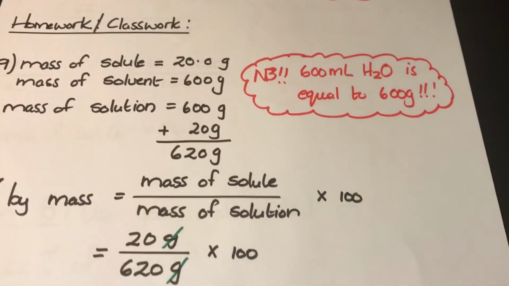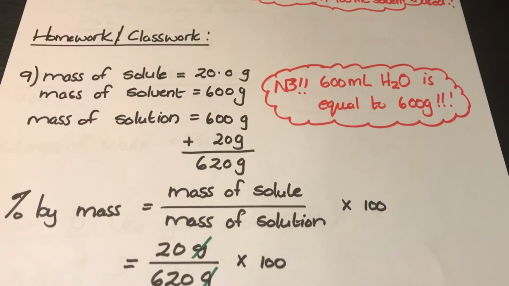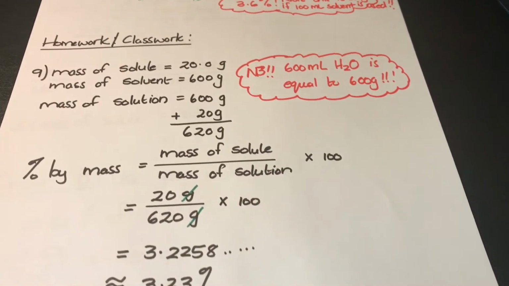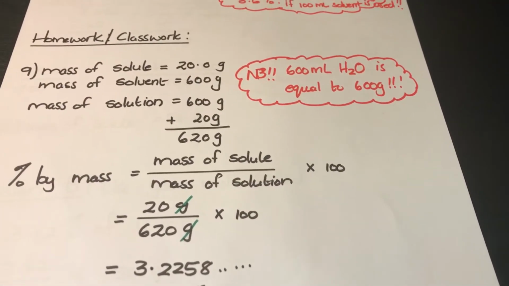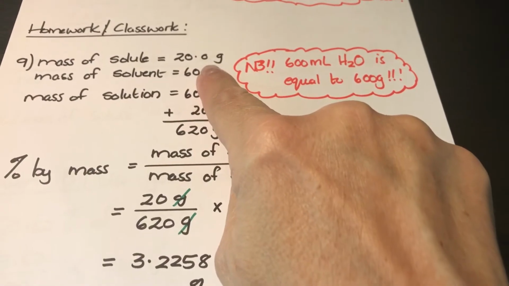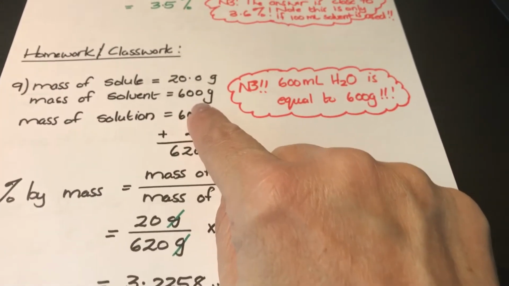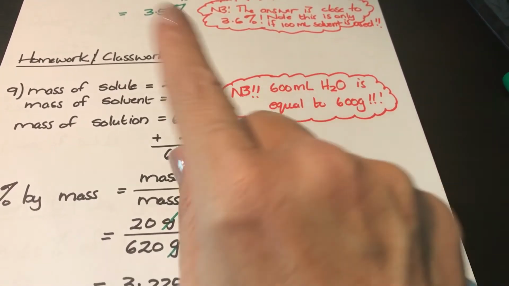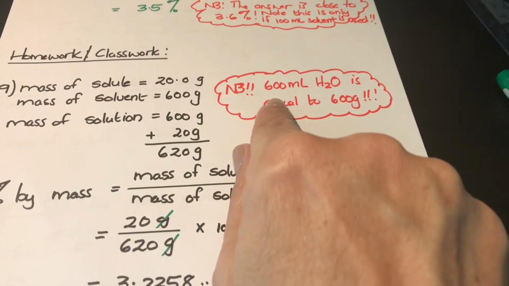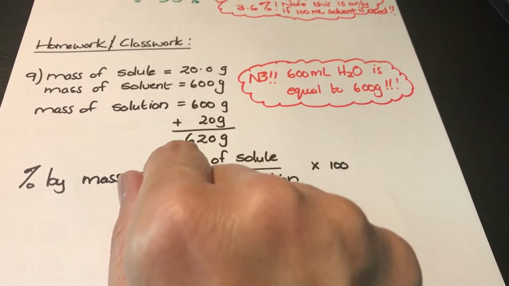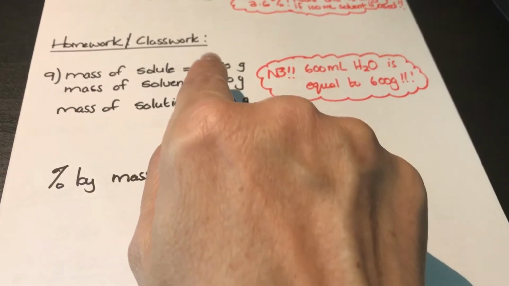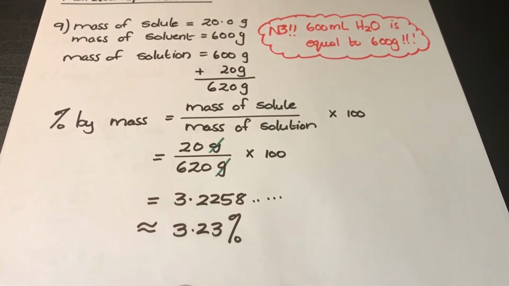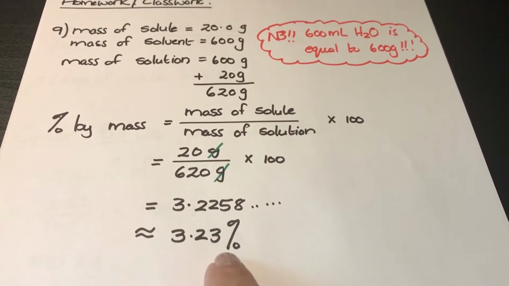The class example that we did was where you had to determine the percentage of sodium hypochlorite in a solution. So you had 20 grams of solute. The 600 grams of water, we got from the 600 milliliters of water. Remember that 1 milliliter of water is equal to 1 gram, so 600 milliliters of water will be equal to 600 grams. To get the mass of my solution, I have to add those two together. If I substitute it into my formula, I get an answer of 3.23%.